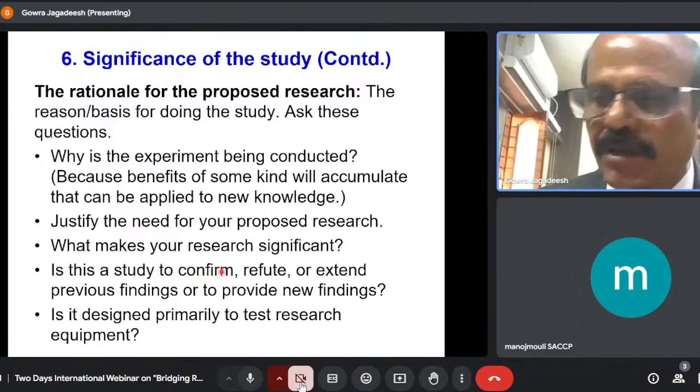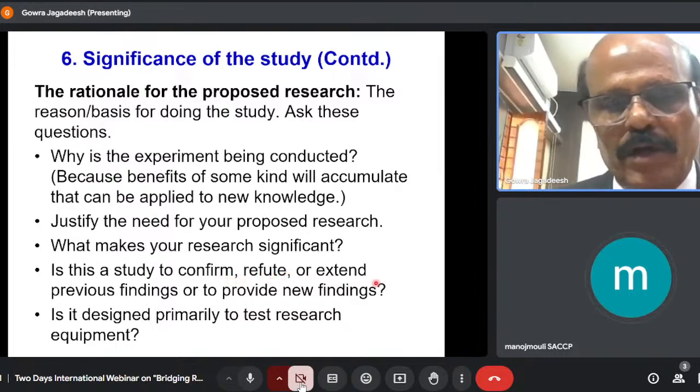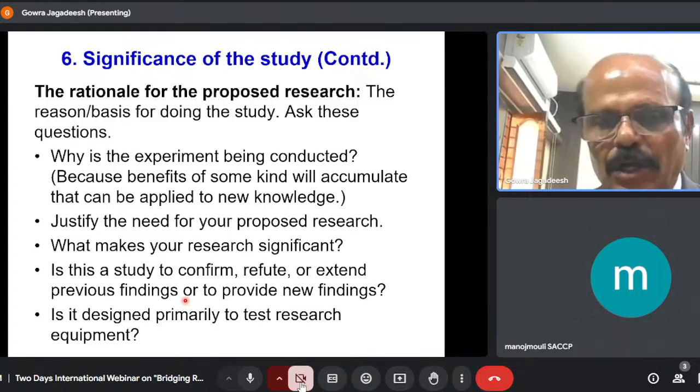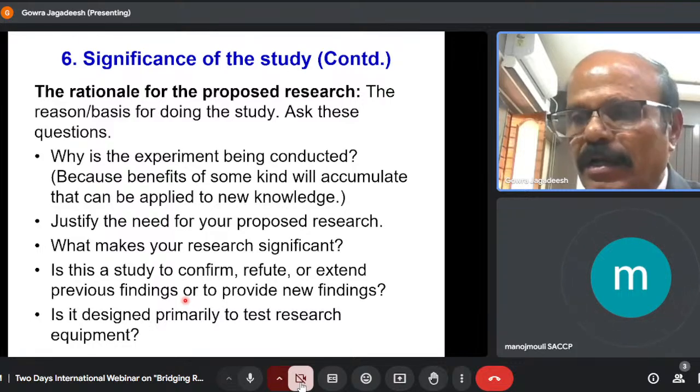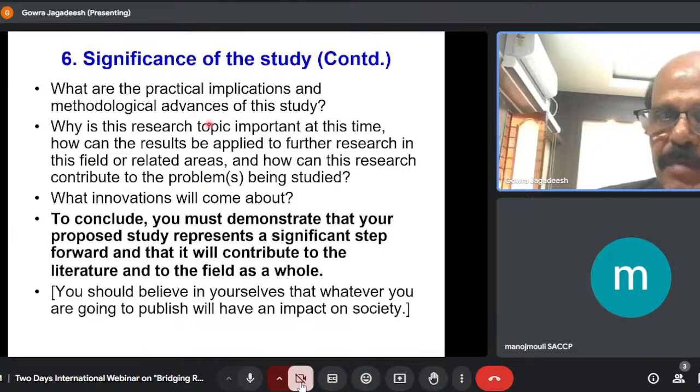What is the lacuna in the previous studies? What makes you want to confirm, or refute, or extend the previous findings of your own laboratory, adding more parameters to strengthen your belief, strengthen your theory? What are the practical implications of the study? Why is this research topic important?